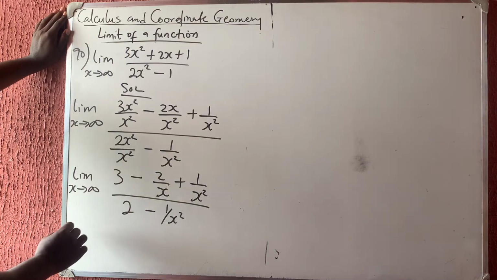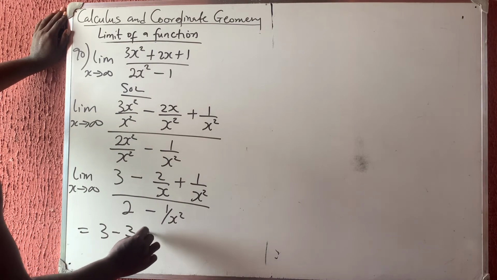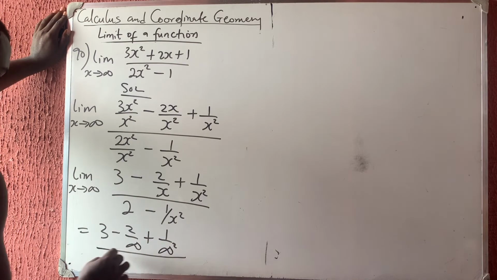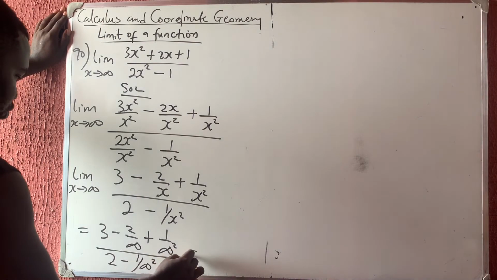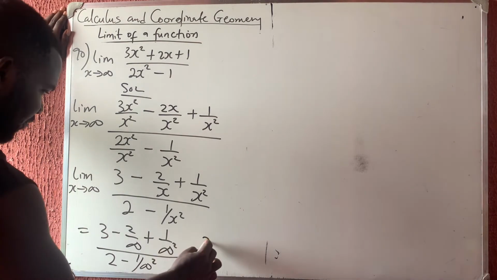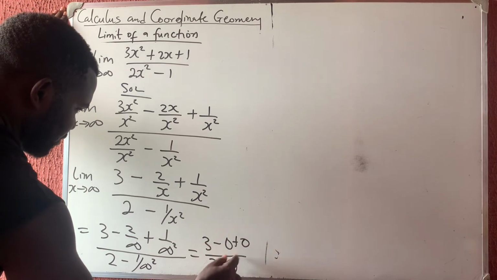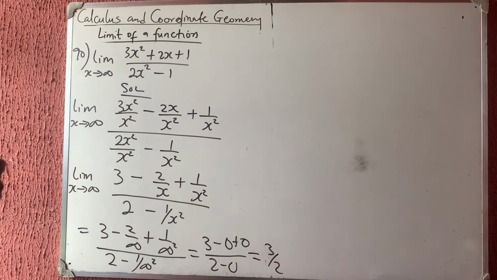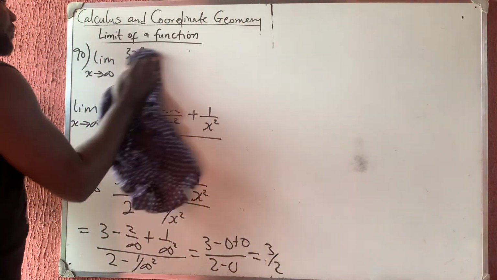So let us substitute infinity. I'm going to have 3 minus 2 over infinity plus 1 over infinity squared, then all over 2 minus 1 over infinity squared. Like I told you, anything divided by infinity is 0. So I'm having 3 minus 0 plus 0 all over 2 minus 0. So you see, my last answer becomes 3 over 2. Very simple to solve.